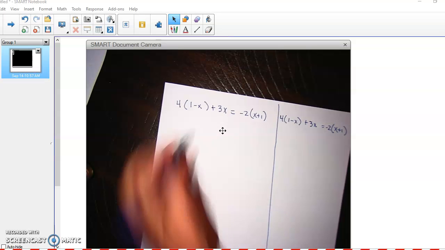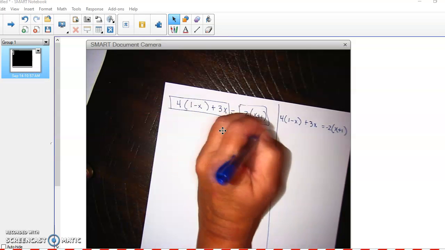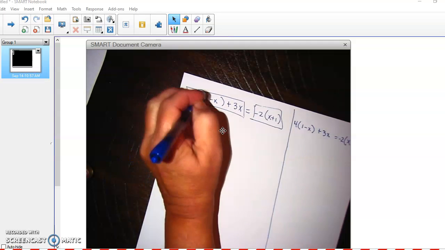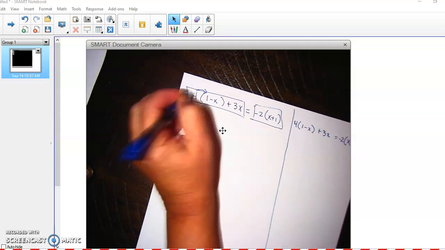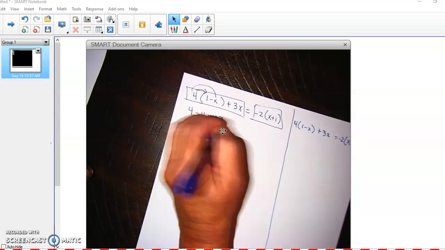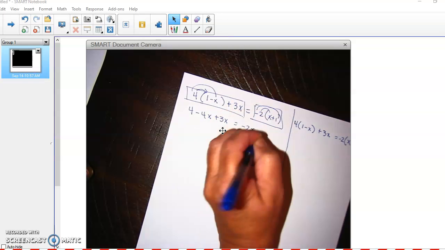Okay, so notice on this side of the equal sign there's quite a few things going on. And on this side too. We can't even move our variables yet or our constants because we have to do our distributive property. So 4 times 1 is 4. 4 times negative x is negative 4x plus 3x equals negative 2x minus 2.